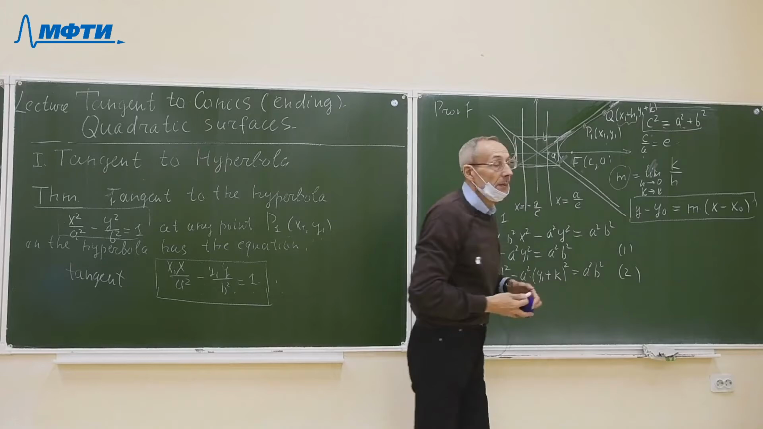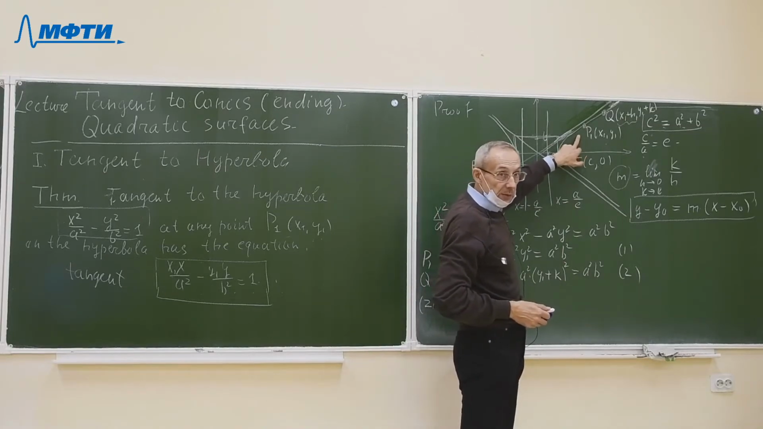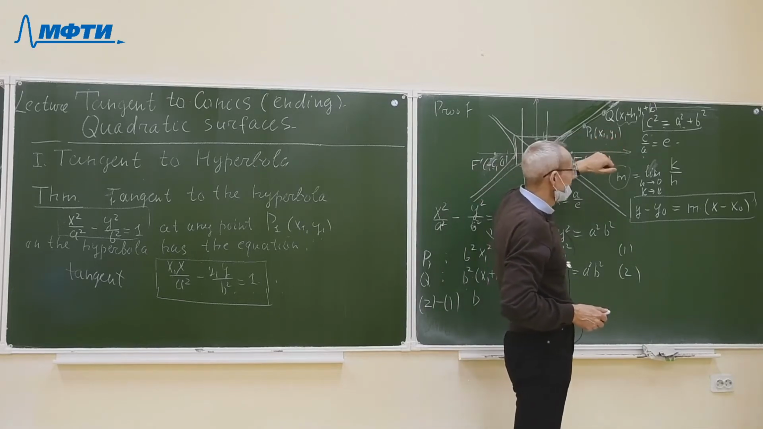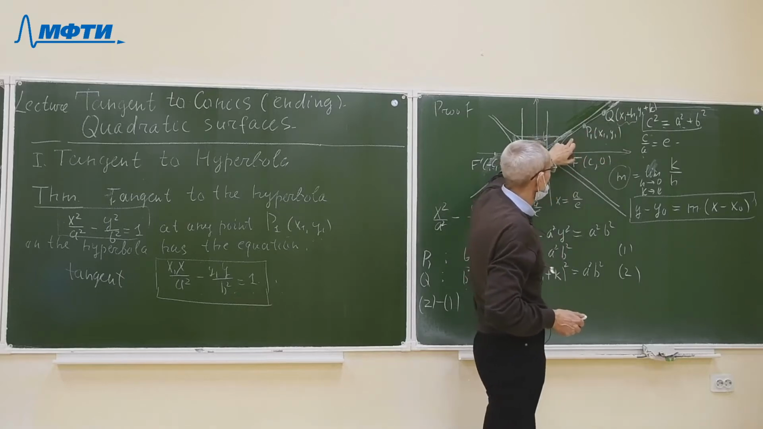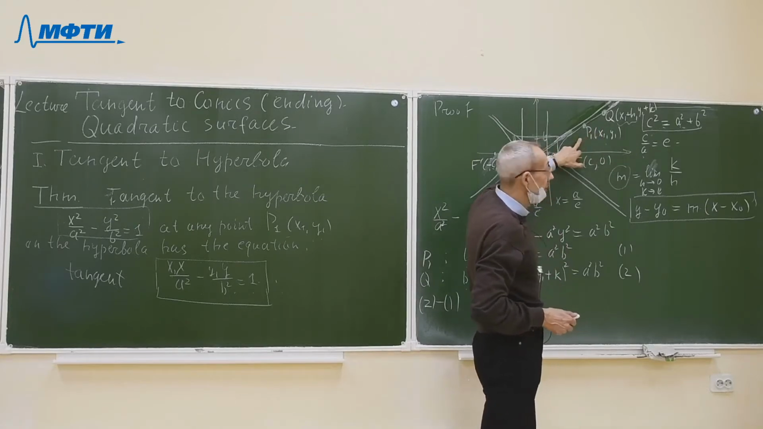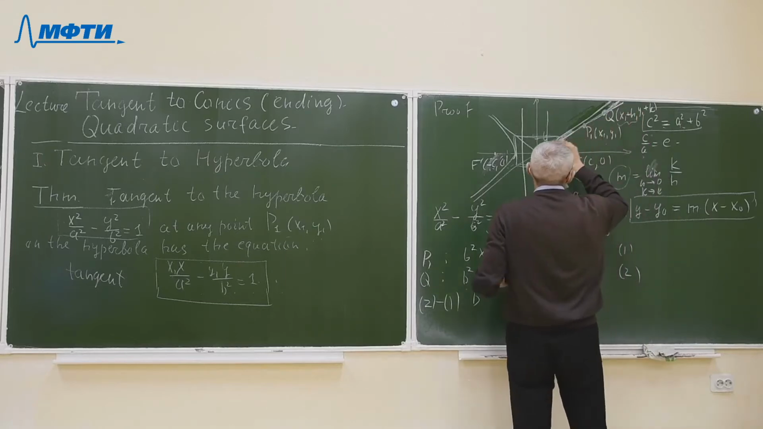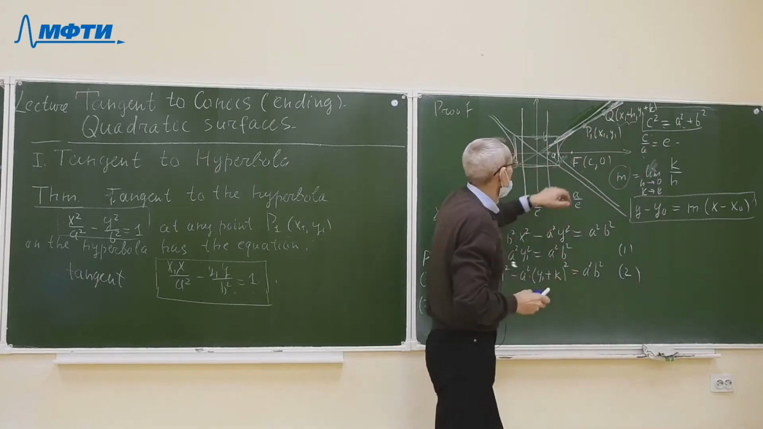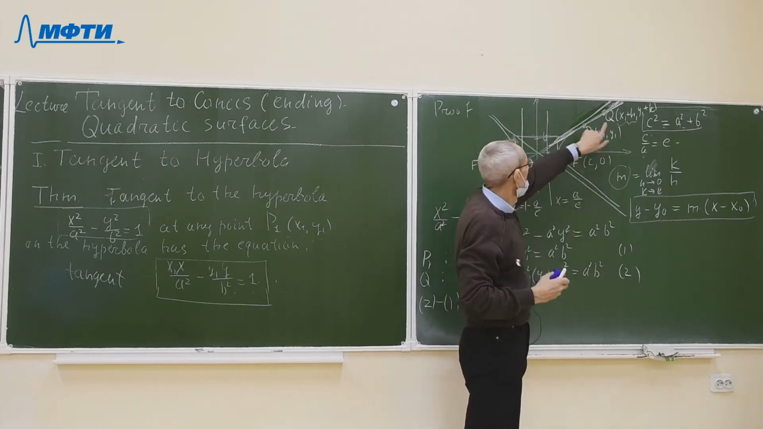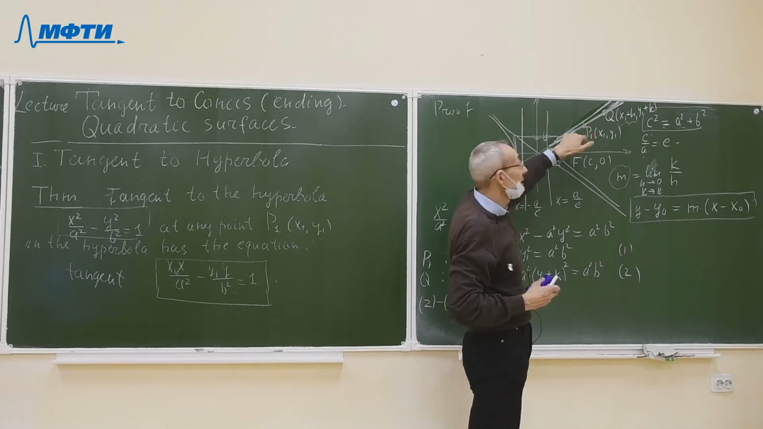Let's consider 2 points on the hyperbola. One point P1 is the fixed point, and the other point is Q. Q can go to P1, and when Q goes to P1, the secant which passes through these points tends to the position of the tangent. In the limiting case, when Q goes to P1, we obtain the tangent.